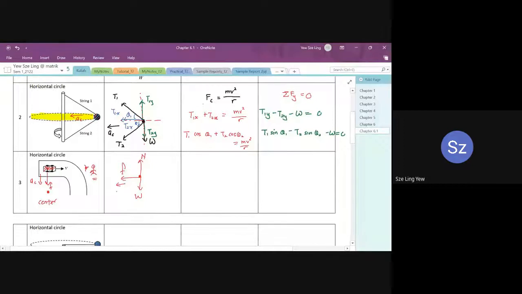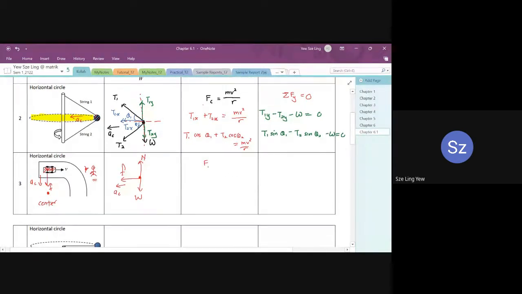Okay, so AC is also going here. So this is how the free body diagram looks, provided you're looking at it from the front view of the car. So now what am I going to do? Again, I form the equation: Fc equals mv squared over r.